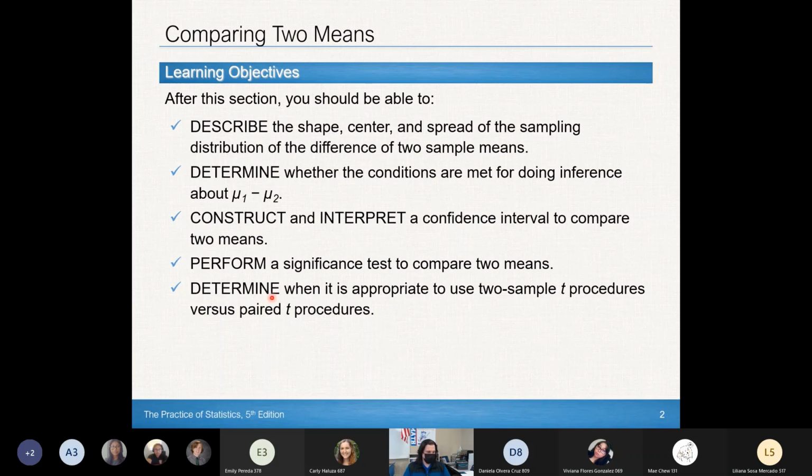And lastly, we need to be able to tell the difference between when we should use a two-sample t procedure or a paired t procedure, which is what we saw at the end of section 9.3 yesterday. So we need to be able to tell the situations where we would use either of those or one of those. So that's the goal for today. We'll see some of these things. It's going to be a lot of notes. And again, next week, we'll be seeing examples and doing practice problems with these.